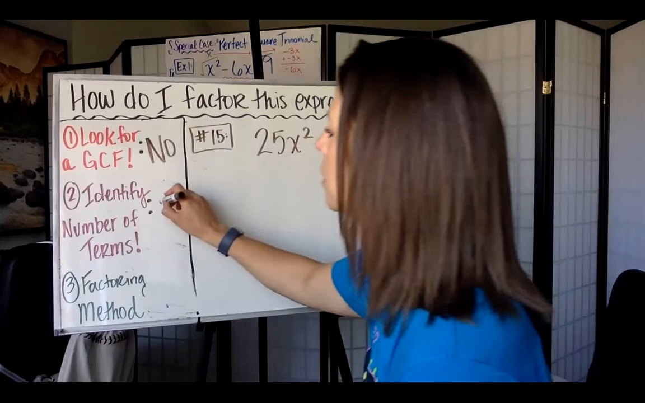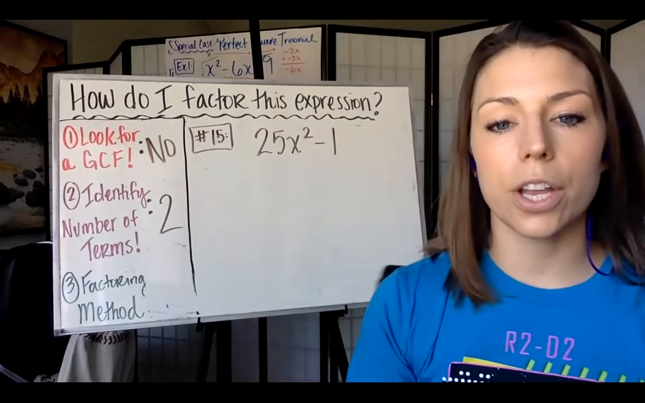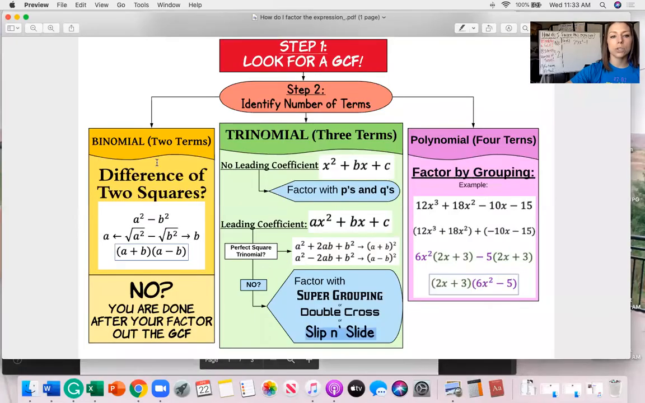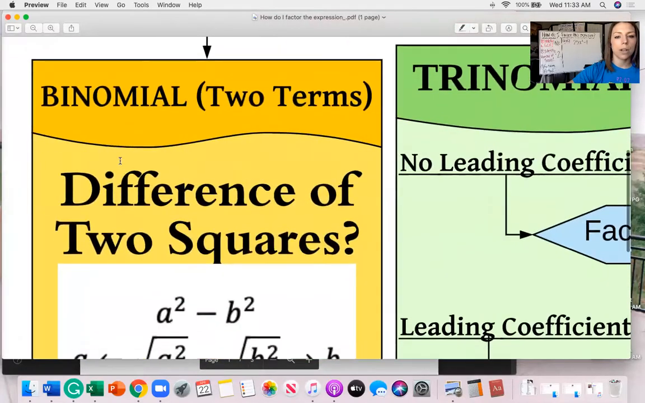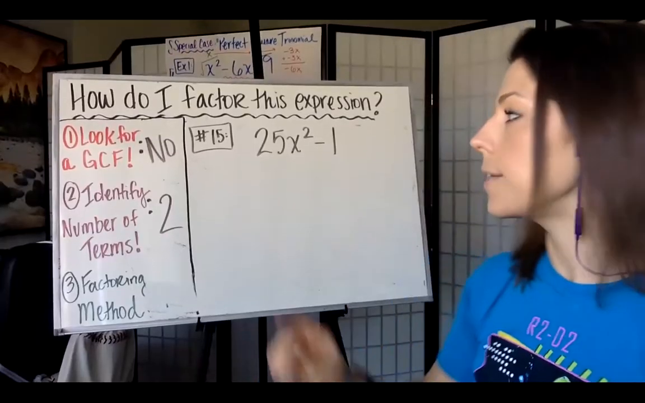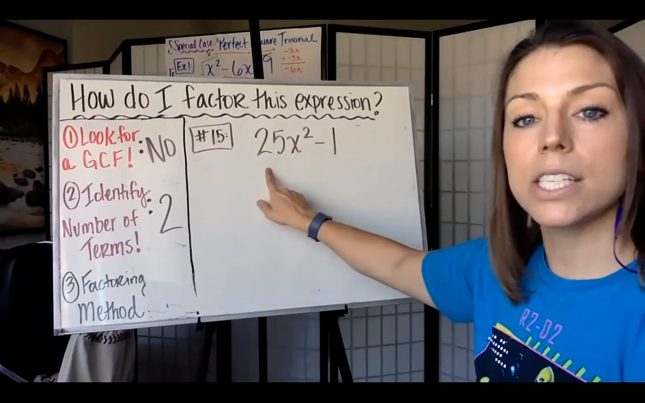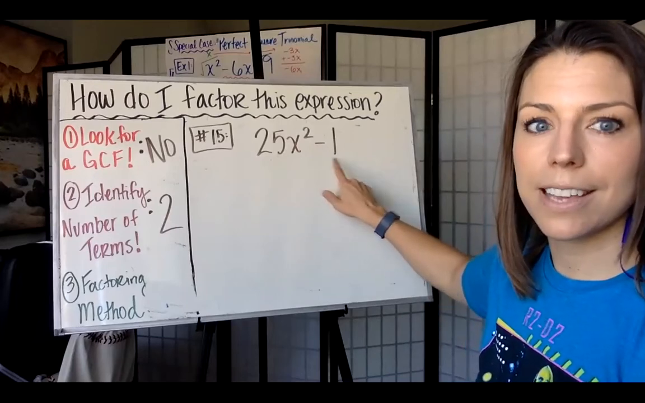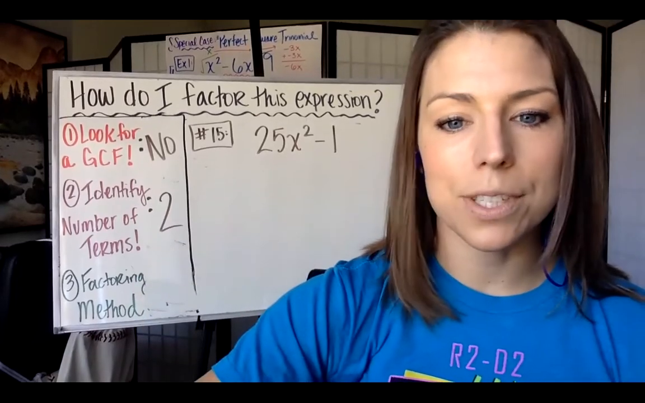Identify the number of terms. 1, 2. 2 terms. Let's take a look at our flow chart and see what we can do. Okay, 2 terms means it's a binomial. So first we ask ourselves, is it a difference of 2 squares? So is it subtraction? And are the first and the second term both perfect squares? Let's see. Is it subtraction? Yes. Is 25x squared a perfect square? Yes. Is 1 a perfect square? Yes. That means this is a difference of 2 squares.